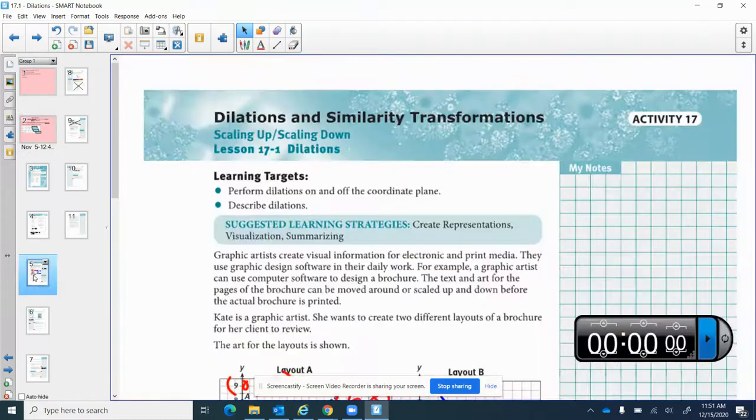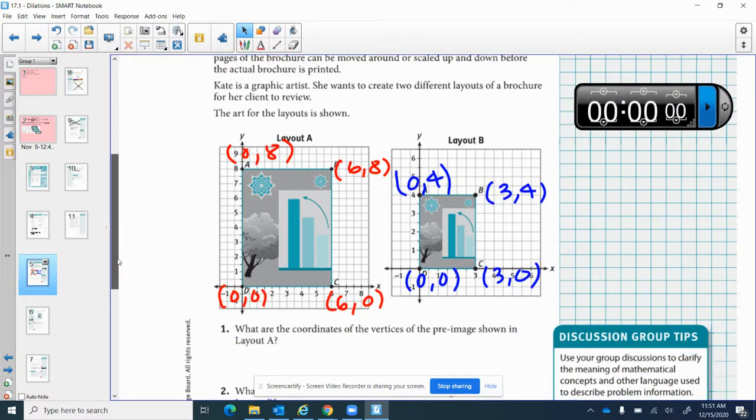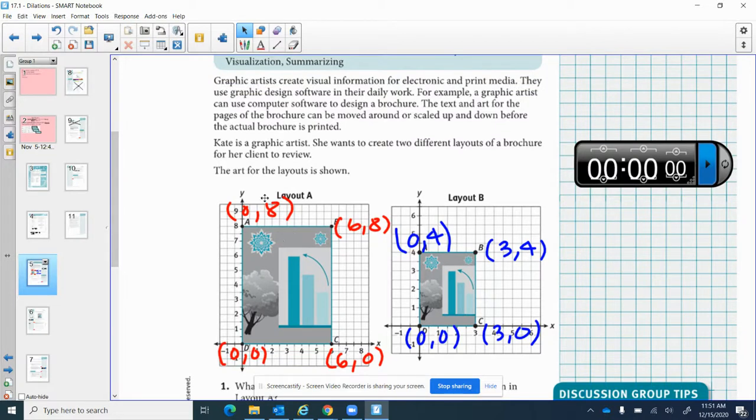Well, that's going to be now the focus with our dilations, these non-rigid motions. Think about when you are on the computer and you are trying to create something, possibly in Google Slides, for instance, and you're going to try and adjust the shape of something. You're going to make it smaller or possibly larger. That is performing a dilation. And that's what's happening in the examples here: somebody is trying to create a brochure and they're adjusting the size of their shape from layout A to be layout B.